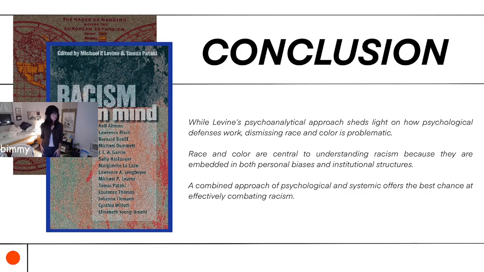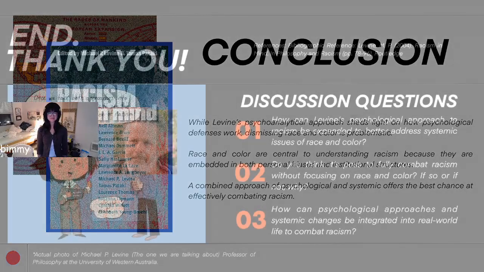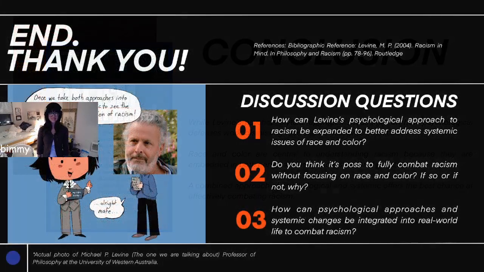Anyways, our conclusion today is while Levine's psychoanalytical approach sheds light on how psychological defenses work, dismissing race and color is problematic. Race and color are central to understanding racism because they are embedded in both personal biases and institutional structures. A combined approach of psychological and systemic offers the best chance at effectively combating racism. That's the end, thank you.